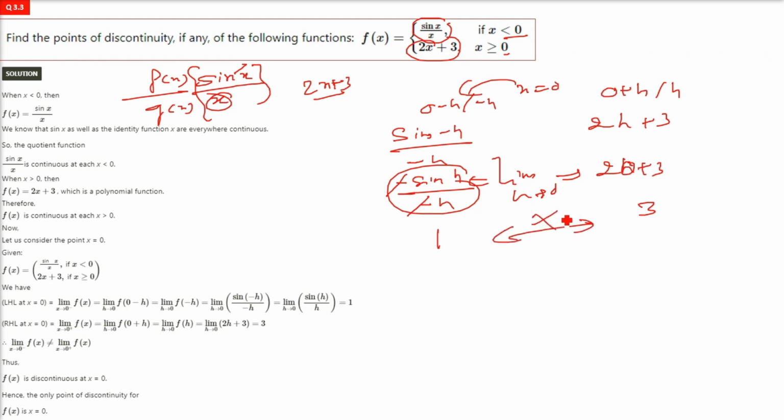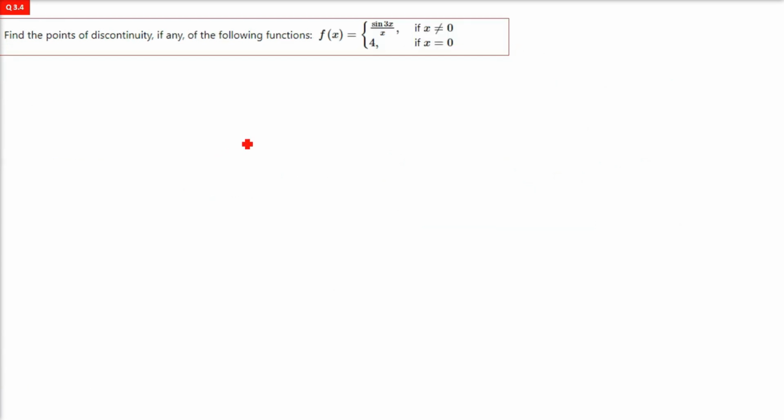So LHL and RHL are not equal. They are themselves not equal, right? If you want to find out the value also, that is f(0), just put x as 0 in this 2x plus 3. So 2 into 0 plus 3, what do you get? You get a 3. Okay. So what do you see? They are not equal. All three should be equal. So it is discontinuous at x equals 0.